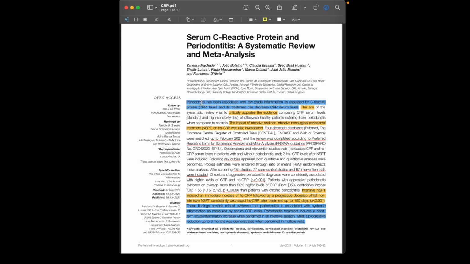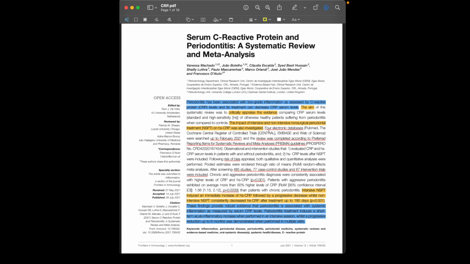The first one is periodontitis has been associated with low-grade inflammation as assessed by C-reactive protein. And the second one is the treatment for periodontitis can decrease CRP serum levels. The aim of this article is trying to prove that the hypothesis is true, and they're also investigating to tell us that the treatment can decrease CRP levels. They investigated the impact of two different modalities for treating periodontal disease: intensive, which means surgery, and non-intensive, which is what hygienists do, what we do, SRP.